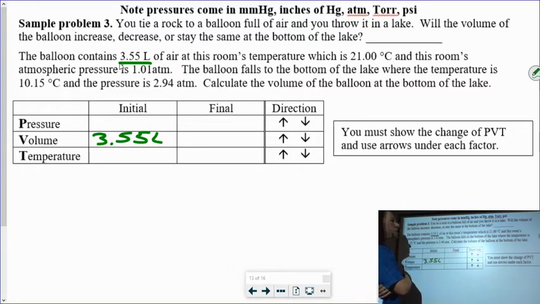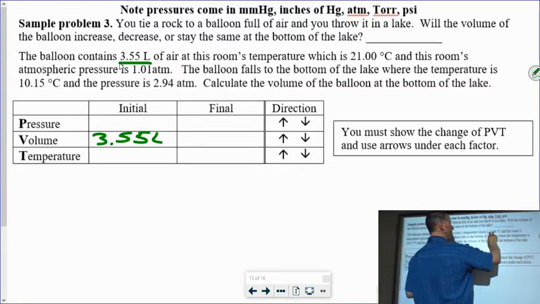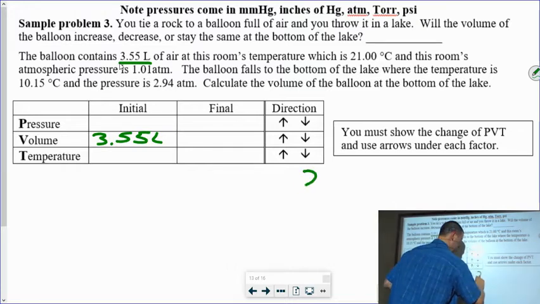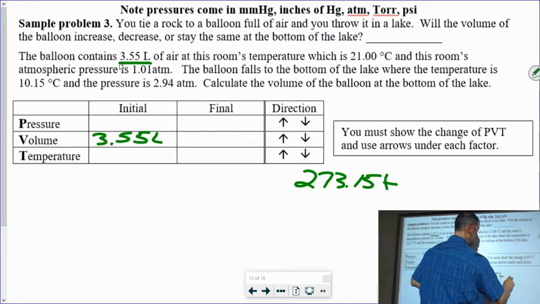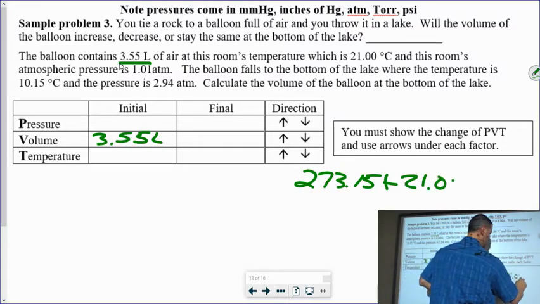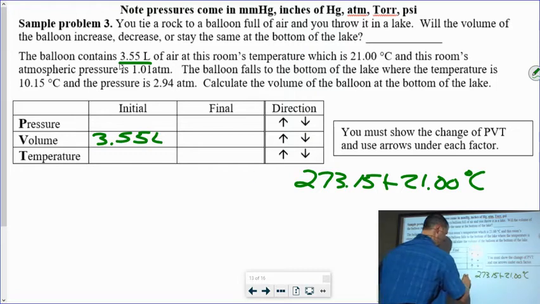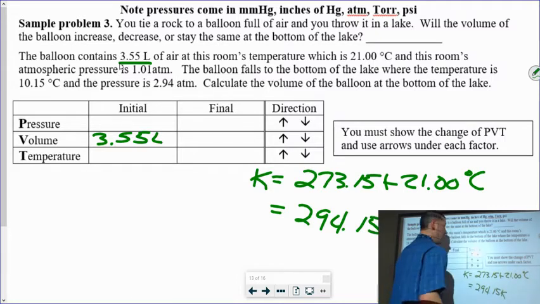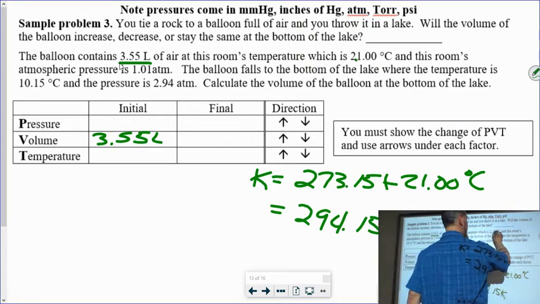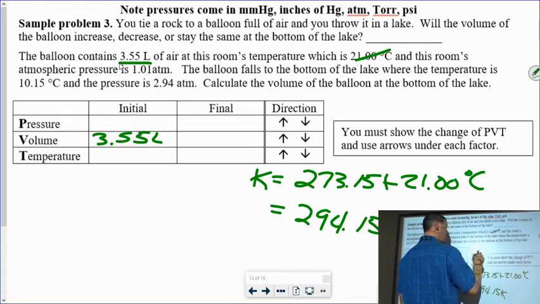We got a temperature that's 21 degrees Celsius. So we'll get rid of that real quick. So 273.15 plus 21.00 degrees Celsius. That's what our Kelvin temperature is going to equal. So if we do that work, we get 294.15 Kelvin. And we write that into the problem. Put a simple line through it. Don't make it a big deal.